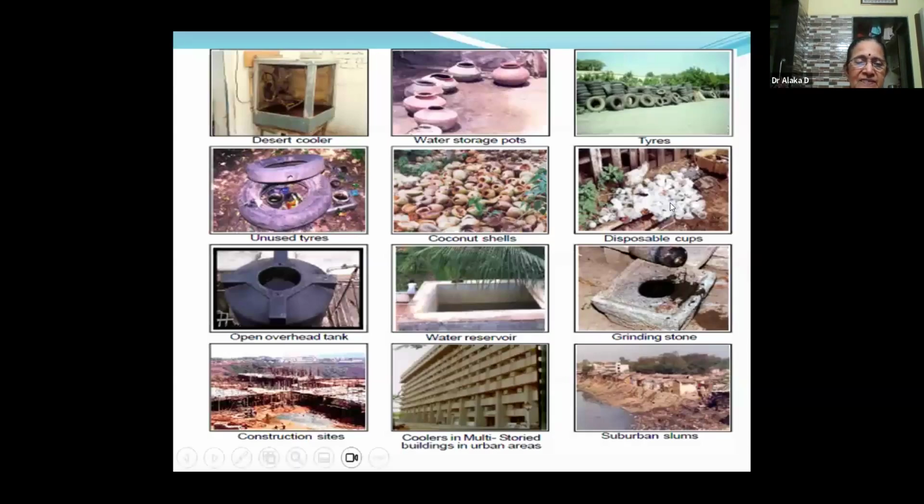Disposable cups, open overhead tanks, water reservoirs, grinding stones. We are left alone like this. Then there are construction sites and urban slums. So these are the places where there is breeding, including water reservoirs in high-rise buildings. These are the places where the mosquitoes breed and spread dengue fever.